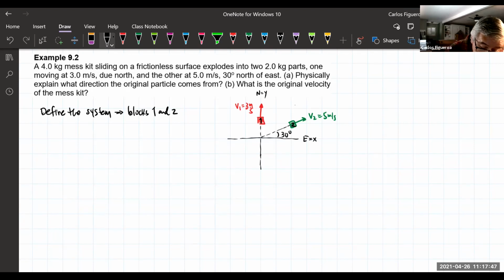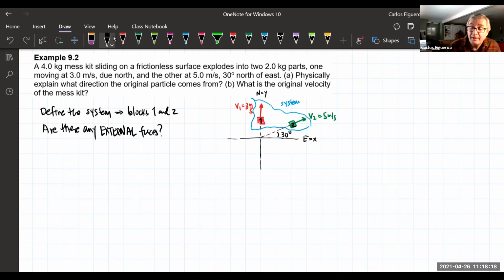So then I said that my system is block 1 and 2. Here I go. There's my system. So when I look at my system, what do I know about it? Are there any external forces? And the answer is no.